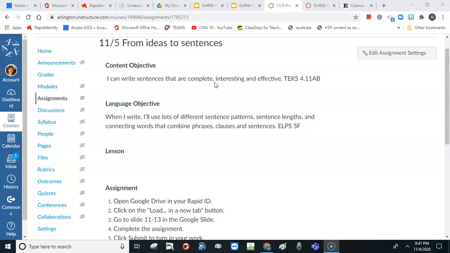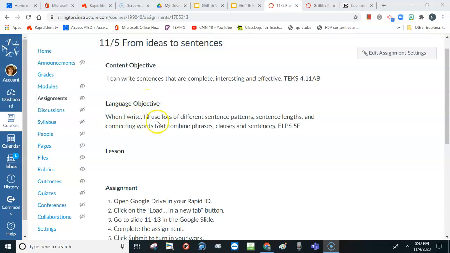What we're learning this week is something that you want to use whenever you're writing. You want to make sure that you are writing complete sentences. You want to make them interesting by changing the way that they start when you're writing in a paragraph, and effective so that you're getting your point across. You are able to explain to the reader what it is that you are trying to share with them.